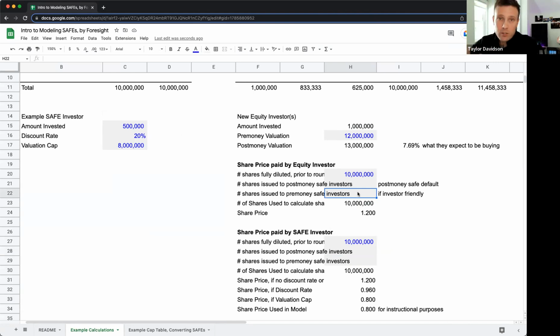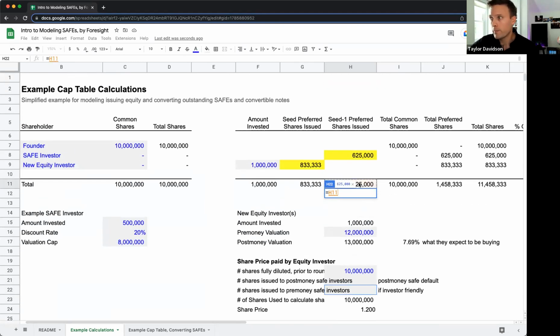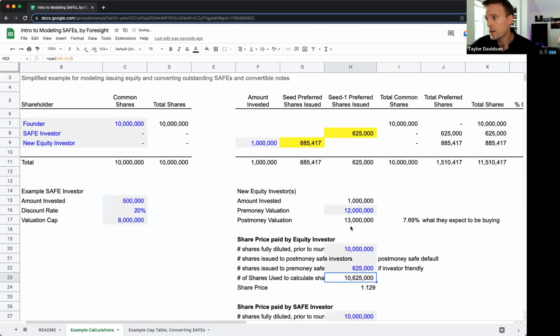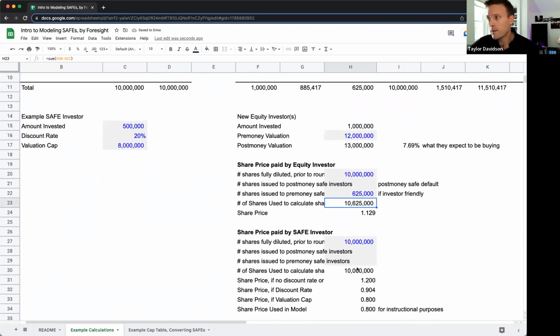If it's investor friendly, remember, you're going to include the number of shares that were issued to the safes as part of the calculation of the equity price that's being paid. So for example, in this one, I'm going to include the total number of shares as part of it. And now the price per share paid by the safe investor is going to vary based upon that.